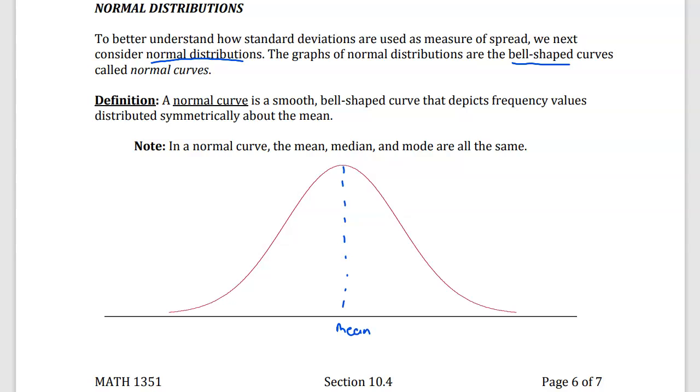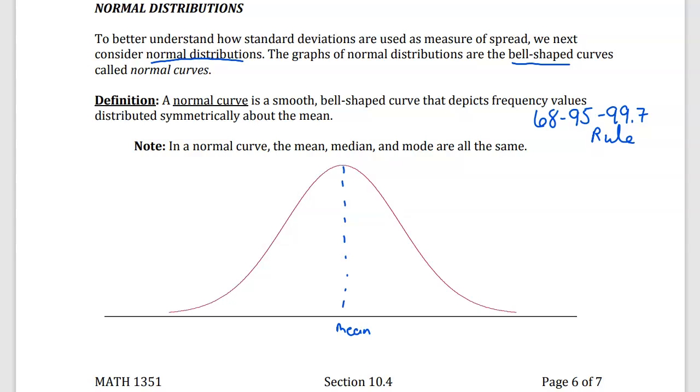It is symmetric, so 50% of the data is on the left, 50% of the data is on the right. If you fold it across the mean, it's going to fold over on top of itself. That is a normal distribution. Now, the normal distribution follows what is considered the 68, 95, 99.7 rule.